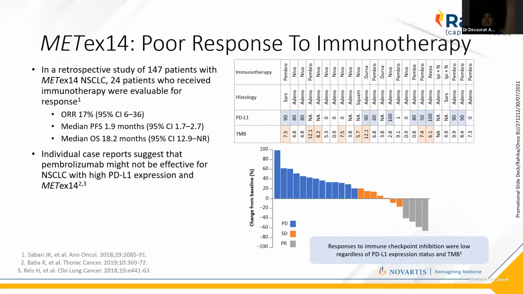So this data is very similar to what we have come to expect with those patients who harbor an EGFR mutation or ALK fusion, where typically immunotherapy in combination with chemo or alone would not lead to the outcomes that you would expect in the non-altered population. I think MET exon 14 is mirroring that behavior in terms of responses to immunotherapy. Next slide.